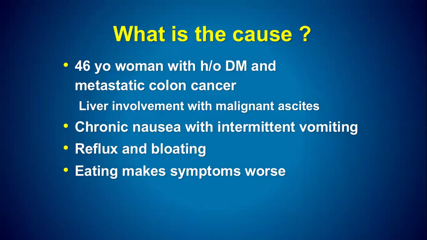So again, coming to another case, this is a 46-year-old female with diabetes and metastatic colon cancer. There is liver involvement and malignant ascites. Yes, I'll explain the drugs well. So there is liver involvement with malignant ascites. There is chronic nausea with intermittent vomiting. Reflux is there, bloating is there. Eating makes the symptoms worse. So what can be the potential reasons in this case?